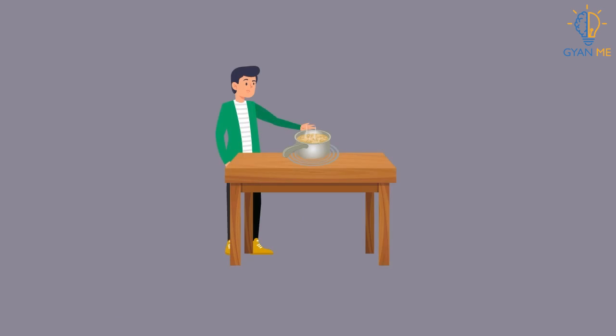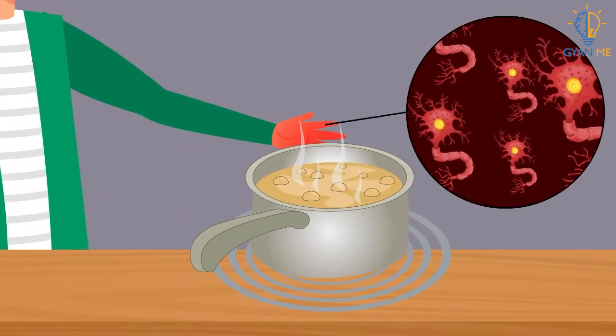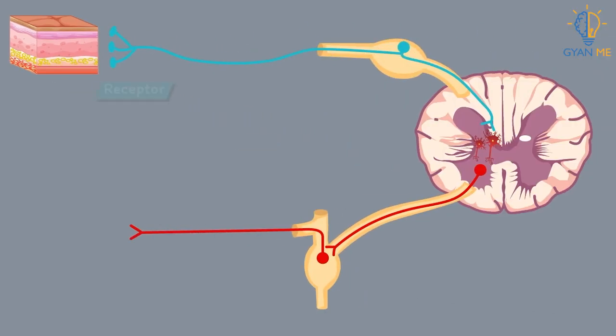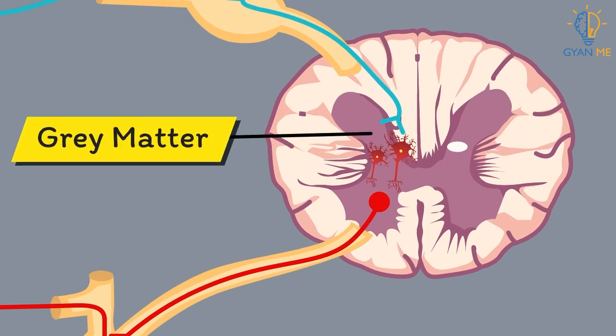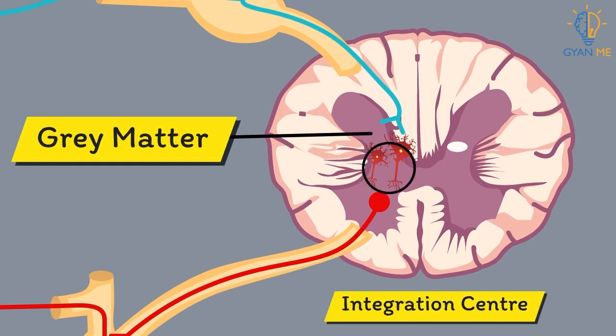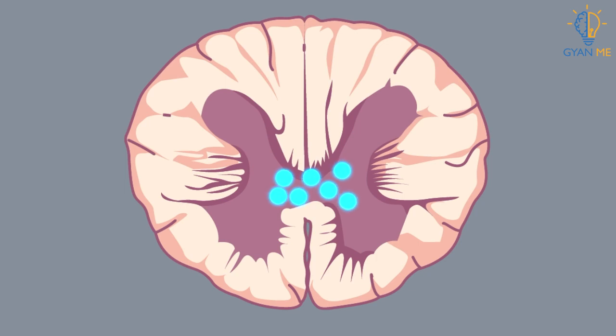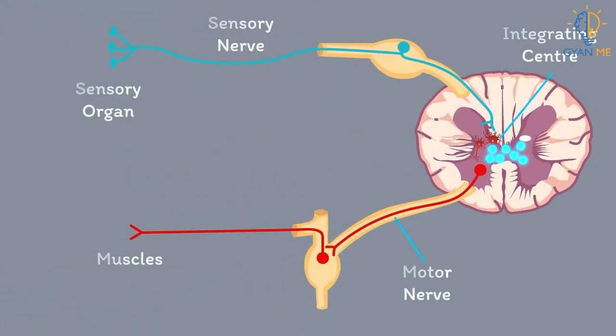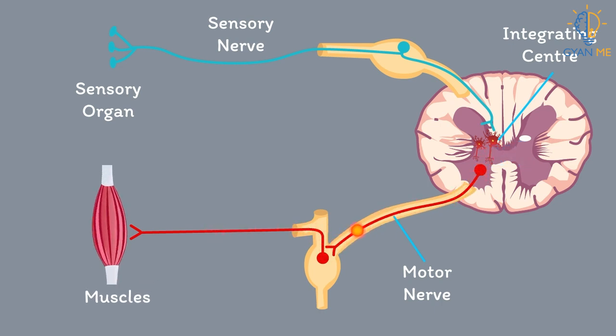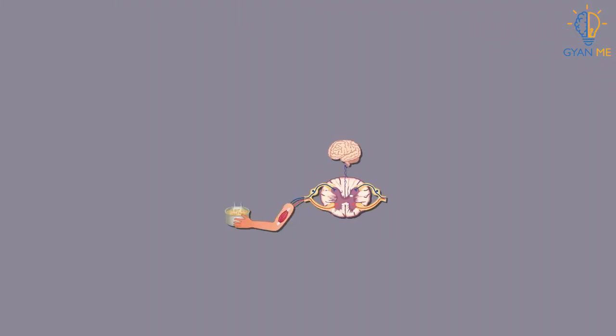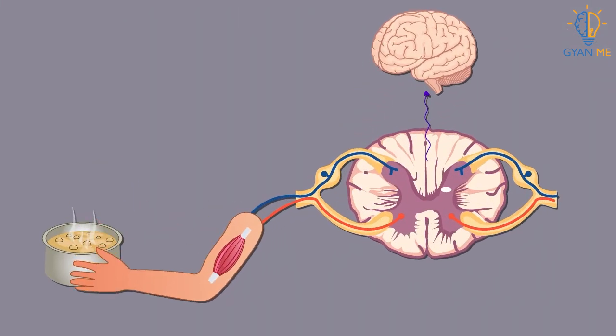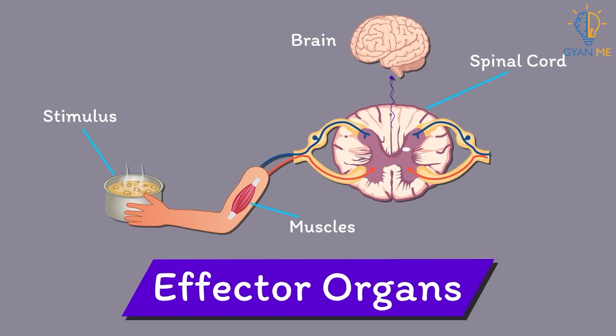What will happen if you touch a hot object? Here, the heat sensitive neurons in the skin act as the receptors and generate electrical signals. Sensory neurons carry signals from the skin to the spinal cord. The synapses in the gray matter of the spinal cord are the integration center. They will analyze and integrate these signals. Integrated signals from the spinal cord come to the motor neuron and then go to the muscles of the hand via motor nerves. Muscles of the hand contract in response and thus they are called effector organs.